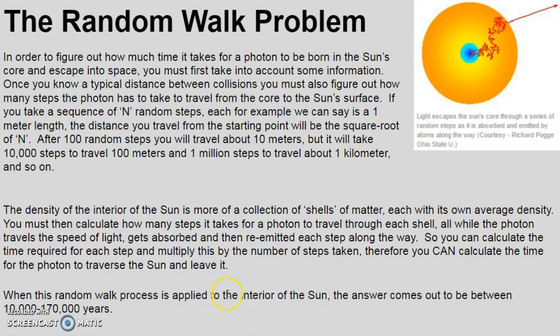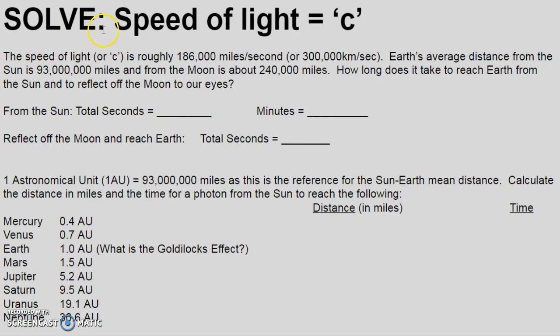When this random walk process is applied to the interior of the sun, the answer comes out to be between 10,000 and 170,000 years. And I've seen 170,000 years as kind of the more accepted value.